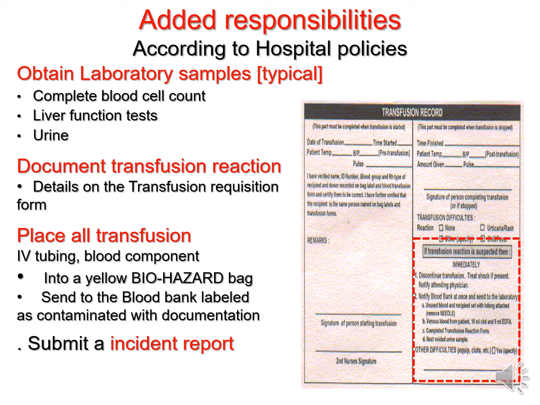As I said, you place all the transfusion IV tubing, blood component into a yellow biohazard bag because it's blood. There's typically a hazard that could be associated with it. You send the blood, you send everything to the blood bank, and you submit an incident form or an incident report according to your hospital policy.